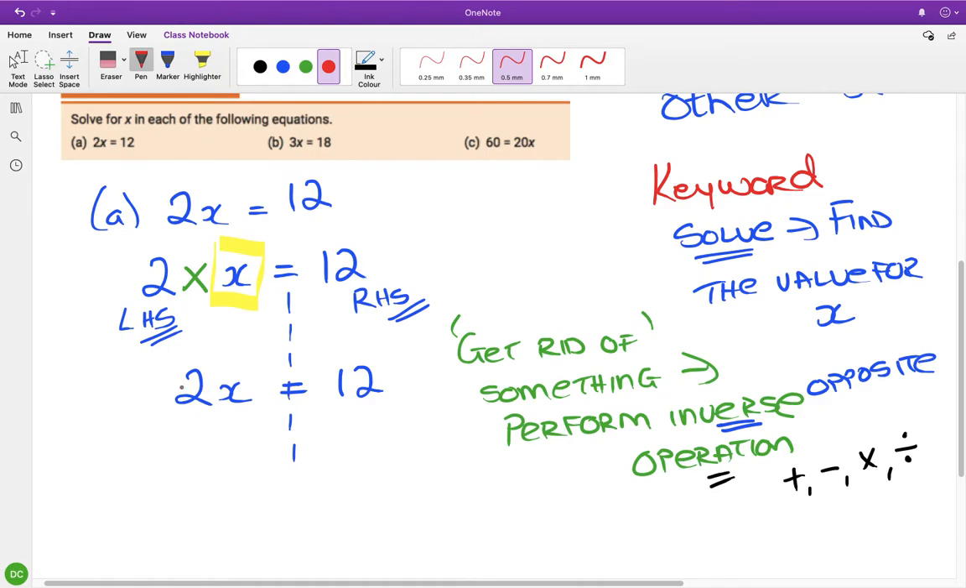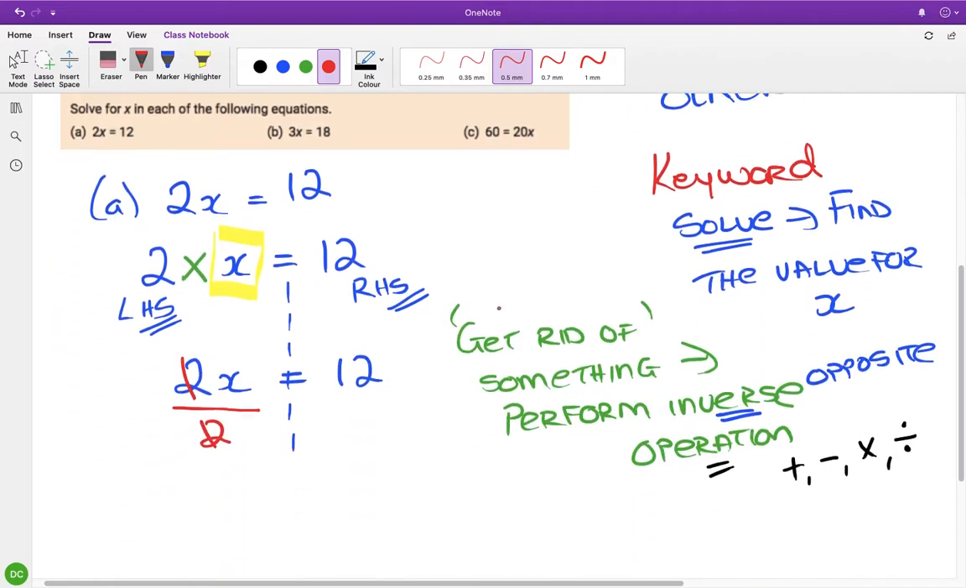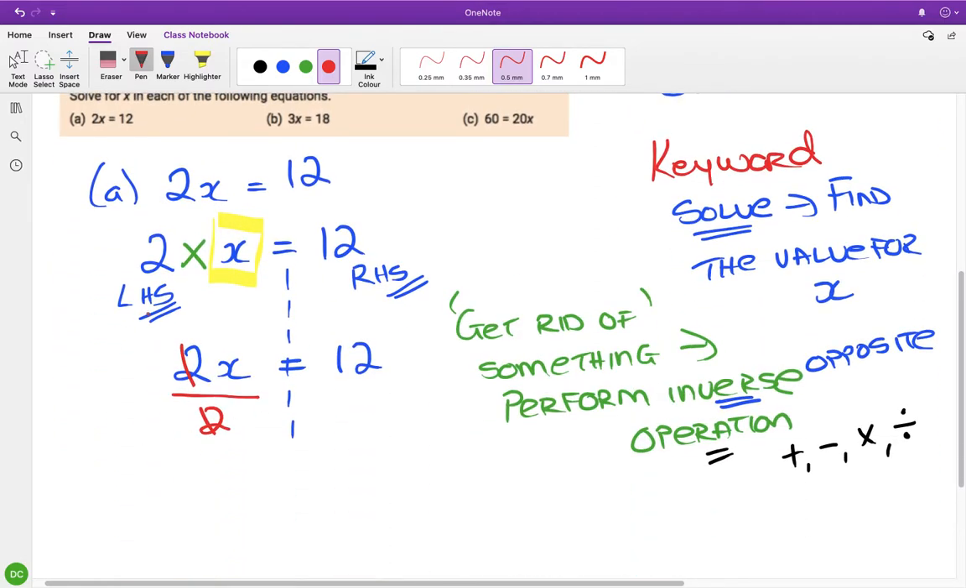So if I want to get rid of that 2, which at the moment is being multiplied, I need to divide by 2. That will take out my 2 for me. But remember up here, I said that you have to balance. So if on the left hand side I needed to divide by 2, then I need to do the same thing on the right hand side. I have to balance. Okay?